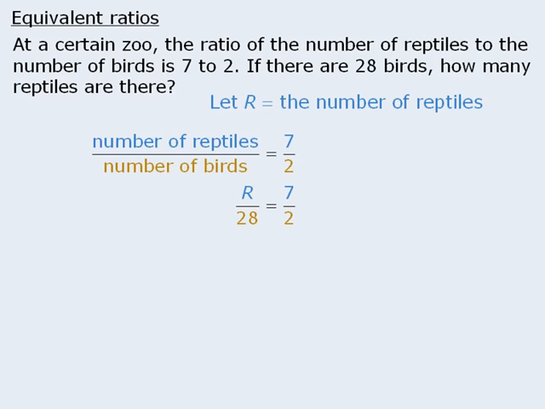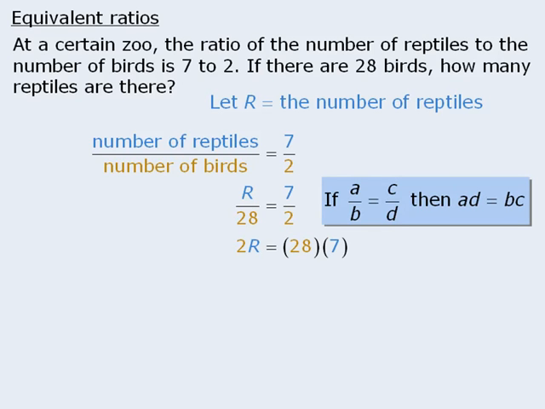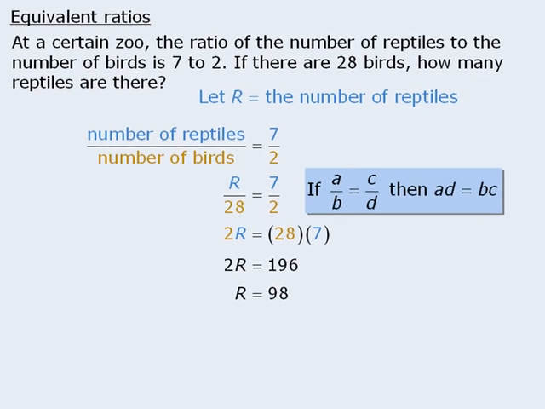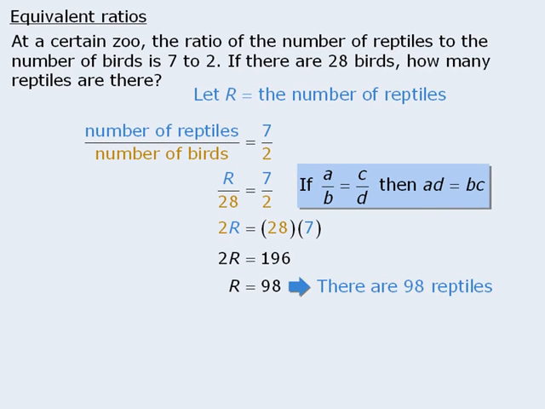We now have an equation we can solve for R. To solve this equation, we can apply the following rule and cross-multiply, and then simplify the right-hand side, and then divide both sides by 2 to get R equals 98. This means there are 98 reptiles at the zoo.